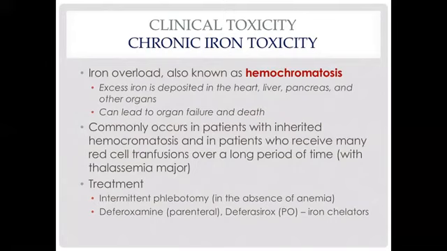Treatments include, number one, the primary treatment, intermittent phlebotomy, in which 1 unit of blood can be removed every week or so until all the excess iron is removed. Take note that chelators like deferoxamine and deferasirox are only alternative agents because they are less effective during chronic poisoning.